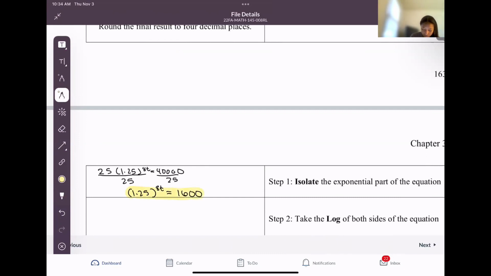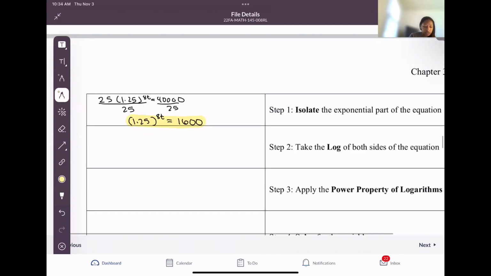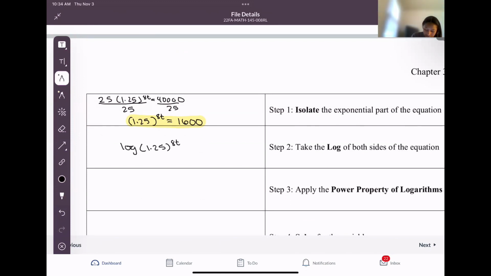Okay, boom. So first step, you want to isolate the exponential term. You may need to divide like we did to get the term isolated. Sometimes you might need to add or subtract, but get the term with the exponent by itself. Once you have the term with the exponent isolated, then step 2 is to take the log of both sides. So we'll have log of 1.25 to the 8t equals log of 1,600.